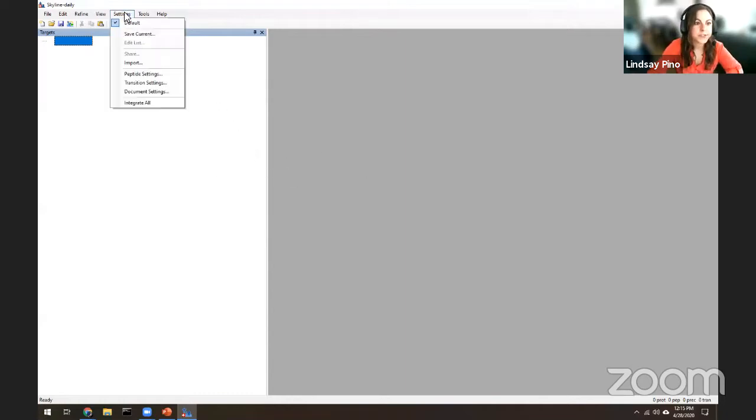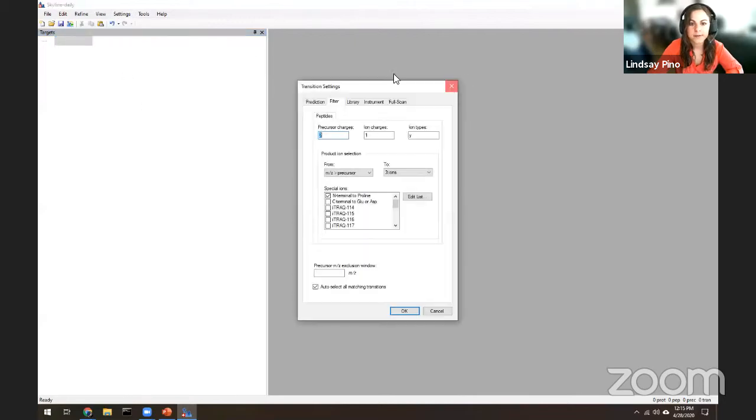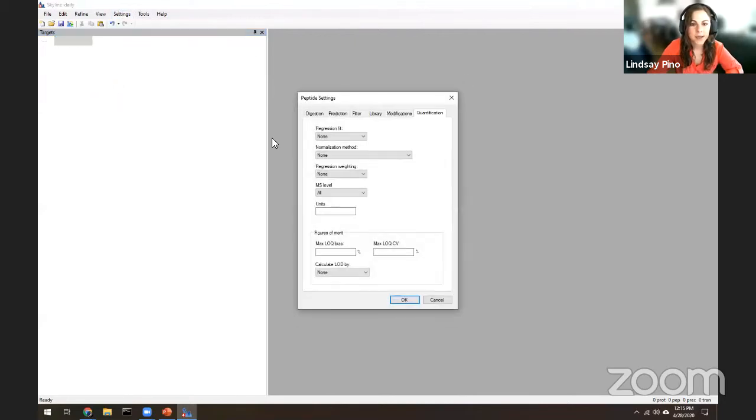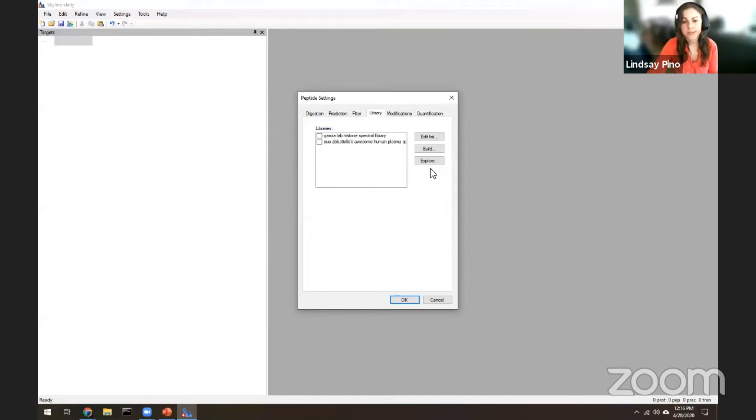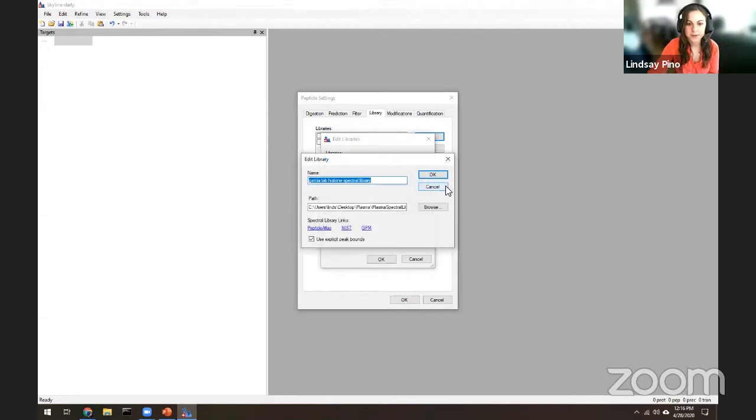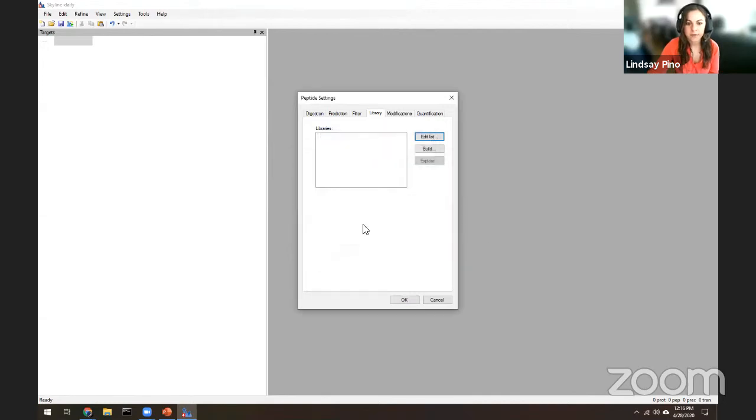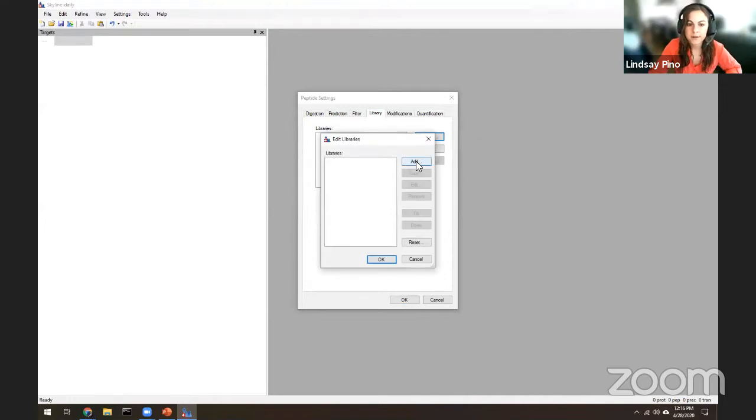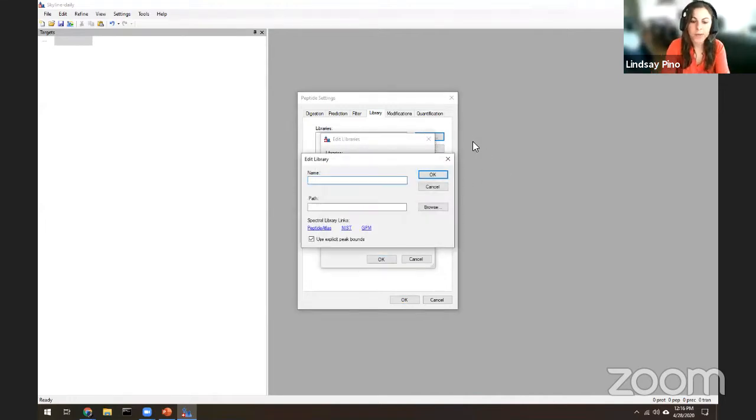Now we'll go to Settings, Peptide Settings, and go to that Library tab that we had previously ignored. So I'm going to remove the 2 spectral libraries I had in there so it looks like yours. If we've downloaded a spectral library, we go to Edit List, Add. We name our spectral library May Institute Practice Spectral Library, whatever you want to call it.